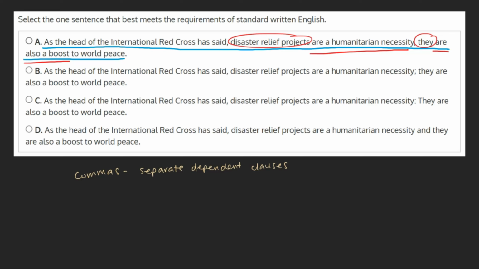As both of these clauses are independent, we'd need something stronger than a comma to separate them. For example, a period or a semicolon. Because a comma is inappropriate here, this choice can be marked off.